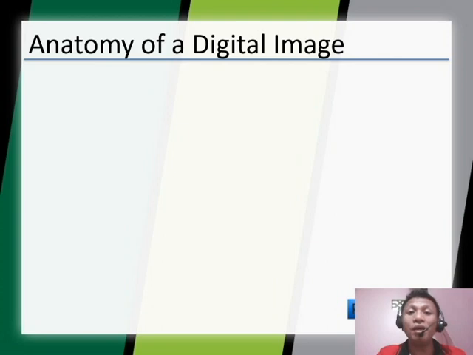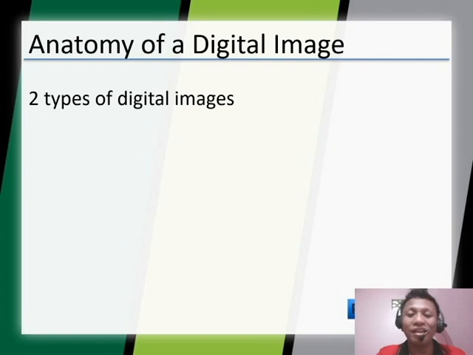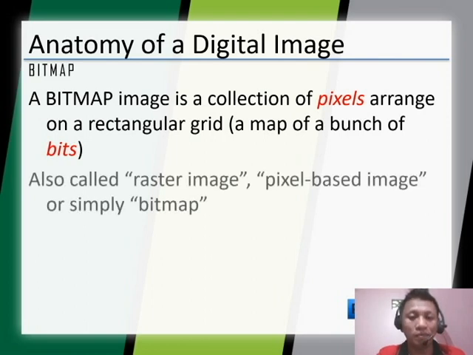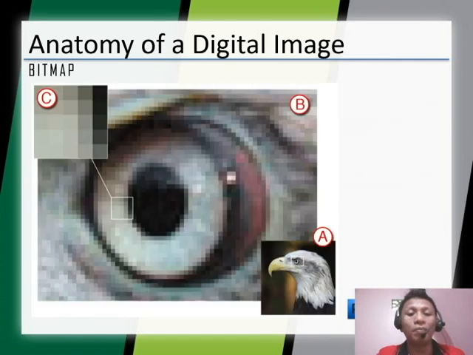The anatomy of a digital image. There are two types of digital images. One is a bitmap and the other one is a vector. A bitmap image is a collection of pixels arranged on a rectangular grid, which is a map of a bunch of bits. Also called raster image, pixel-based image, or simply a bitmap.